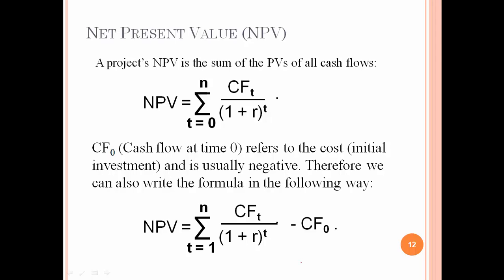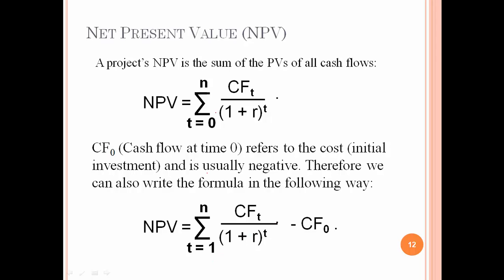The next capital budgeting technique we want to talk about is the net present value, or say NPV. A project's NPV is the sum of the present values of all its cash flows, among which CF0, or say cash flow at time 0, refers to the cost or initial investment and usually is used as a negative number. Therefore, we can also write the formula in this way.